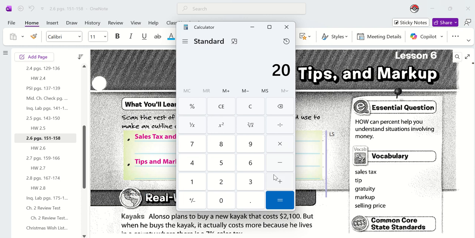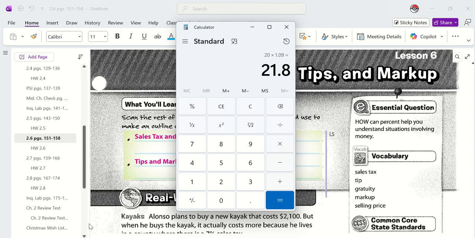So the $20 times 1.09, because that's 109% in decimal form, gives me my $21.80 that I would be paying outright. So there's a shortcut. It's called the 100% method. Just add 100% to whatever your sales tax is, and that gives you your total price, if that's what the question asks. If the question asks you, what is your sales tax, what is your tip, what is the markup, then you need to know the small amount, right?